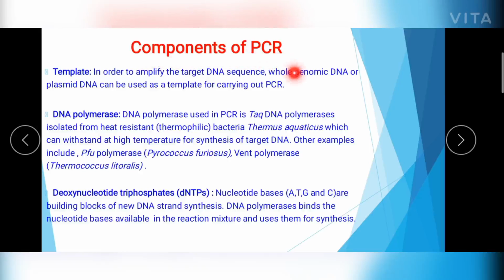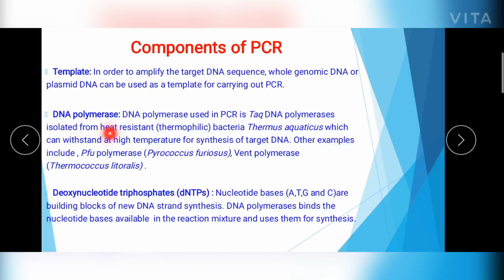So let's see about the components of PCR. The first one is the template. In order to amplify the target DNA sequence, you require either whole genomic DNA or plasmid DNA, and it can be used as template for carrying out this PCR reaction.